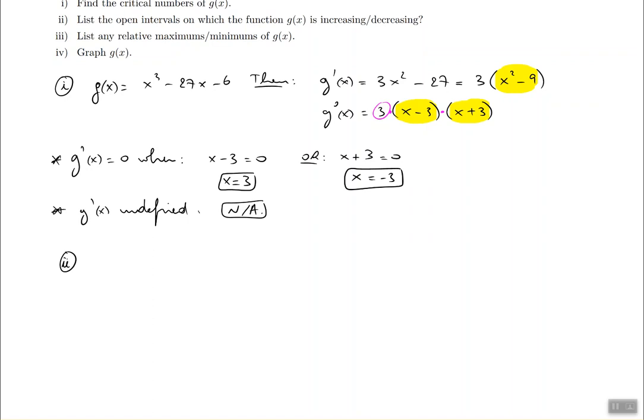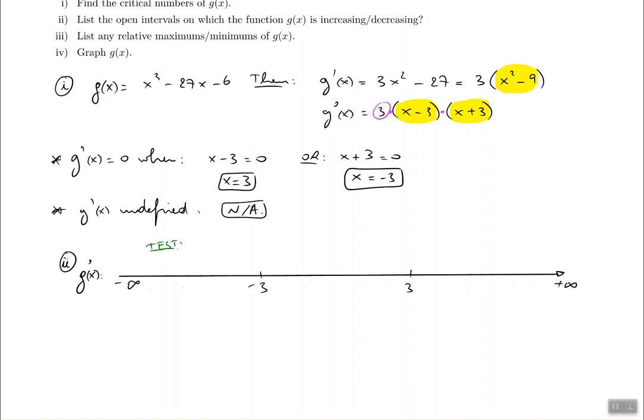To do that, I'm going to draw the line, and I'm going to put the critical numbers on the line. In this case, the critical numbers are negative 3 and positive 3. Make sure you always put them in the correct order. Because this is the first derivative test, I'm going to label it with g prime of x on the side. Next, pick a test value. Pick any test number you want between negative infinity and negative 3. I'd like to pick negative 10 this time. I need a number between negative 3 and 3, so I'm going to pick 0, and I'm going to pick 10 from the interval 3 to infinity.